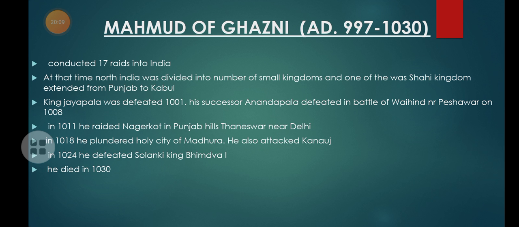And again he came in 1018 AD and looted the holy city of Mathura. He also attacked Kanauj. Kanauj we studied last class itself, isn't it? It was a fertile land with many resources. So he looted precious resources and again went away. Again in 1024 he defeated the Solanki king named Bhima Deva I. So now and then this Muslim invader Muhammad of Ghazni would bring some army, fight with the small Indian kingdoms, defeat them, loot the precious resources, and go away after taking the precious items.